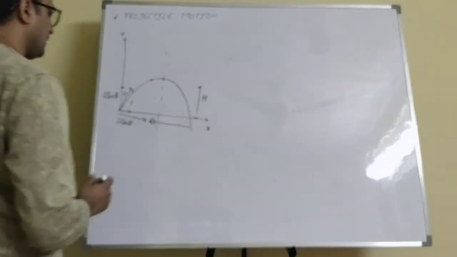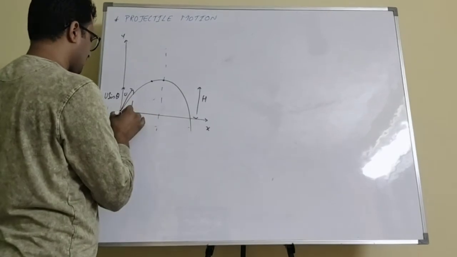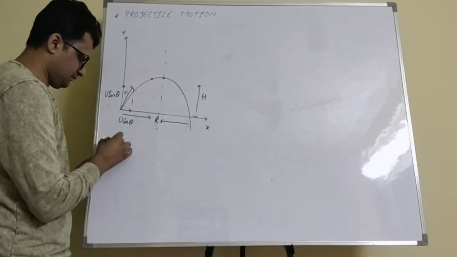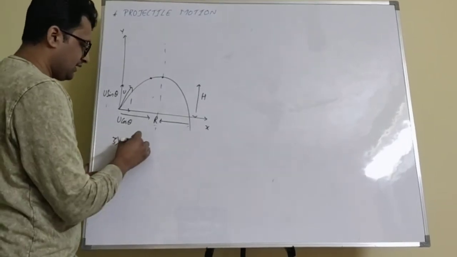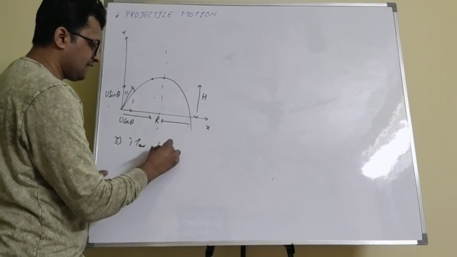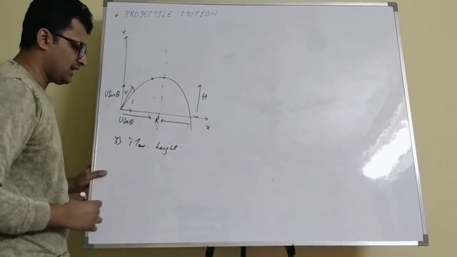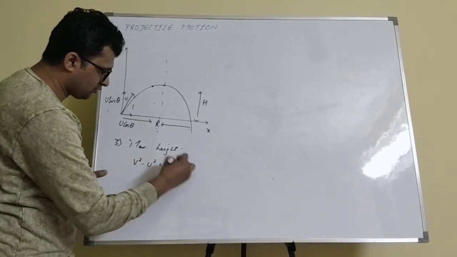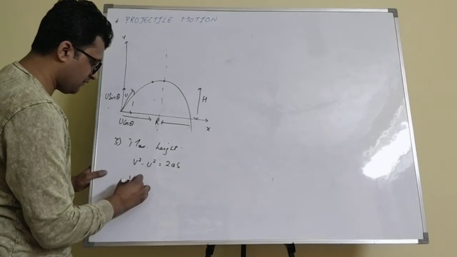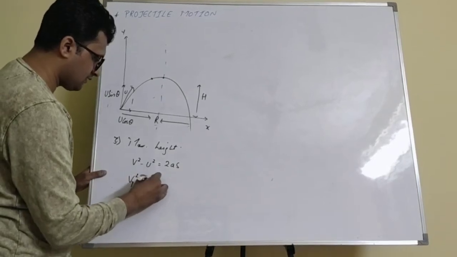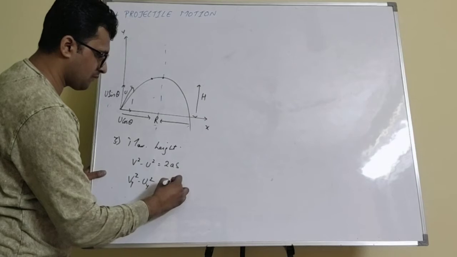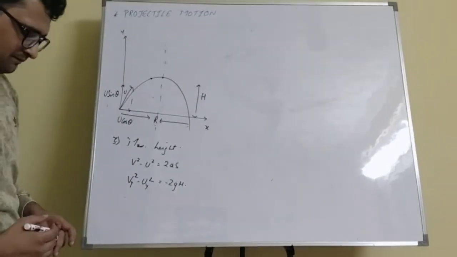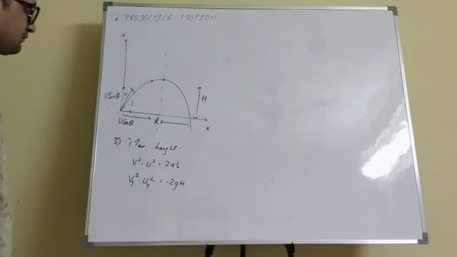Okay, clear? Now moving further, let's calculate maximum height. It is very easy for you now. For maximum height, I'm using the equation v square minus u square equals 2as. So it will be vy square minus uy square equals minus 2g capital H. Okay, tell me just one thing.